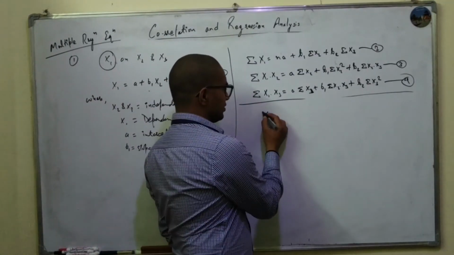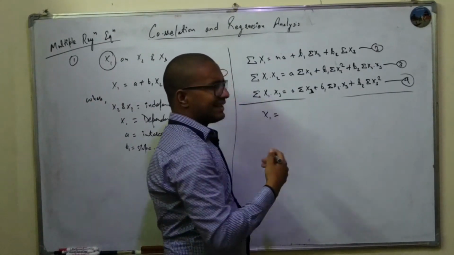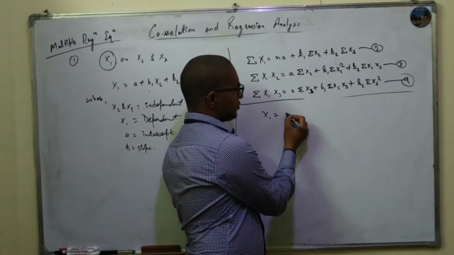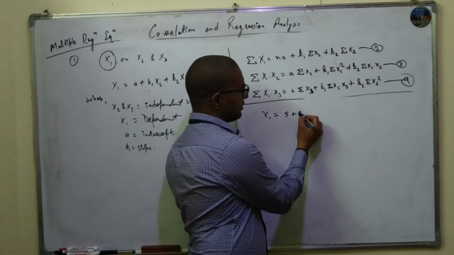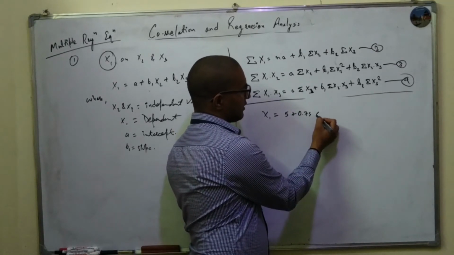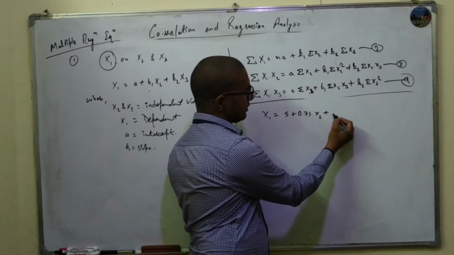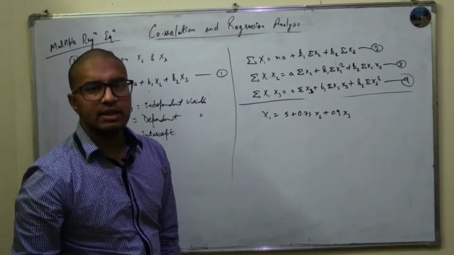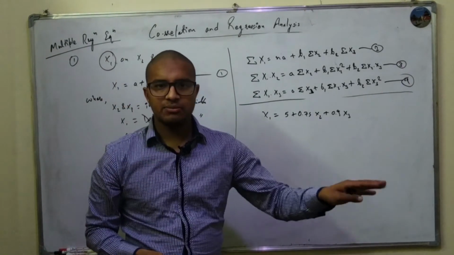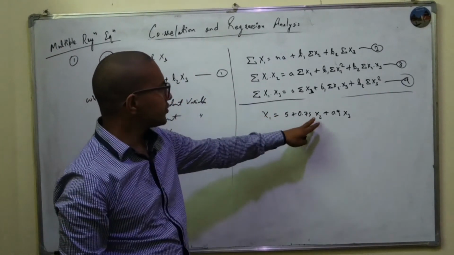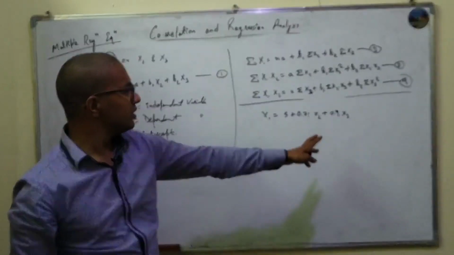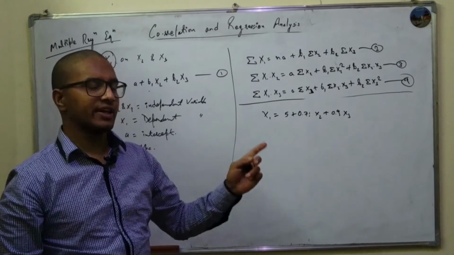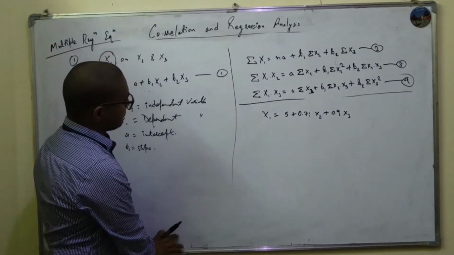So x1 equals, you might get a is delta 1 divided by delta. Suppose you get 5 plus 0.75 x2 plus 0.9 x3. You might get this equation after you have put in the values of a, b1 and b2. When the question has given you x2 and x3, we fit them in this equation, and then we will get our x1.